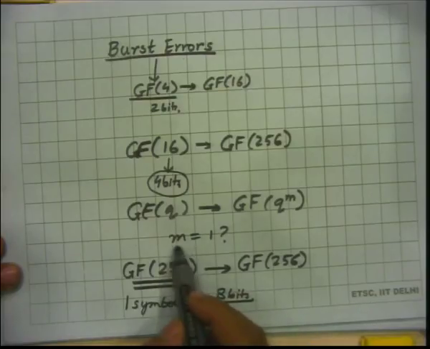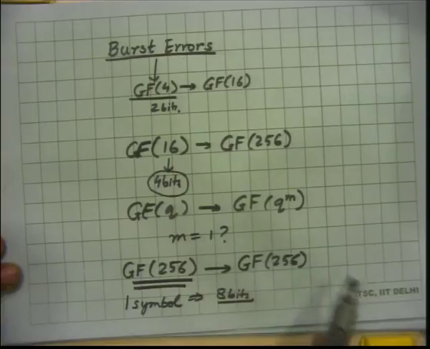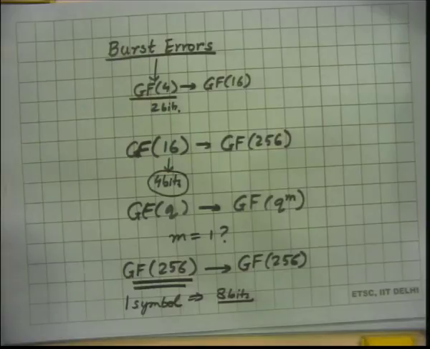So, the special case when m is equal to 1 falls under the category of Reed-Solomon codes, which we will subsequently study, which is a subclass of BCH codes. But we go on and complete this exercise.